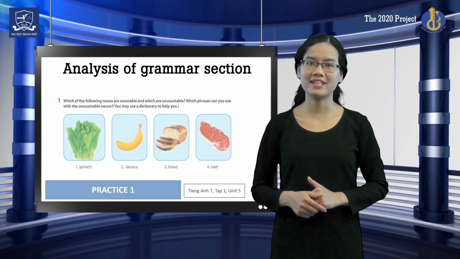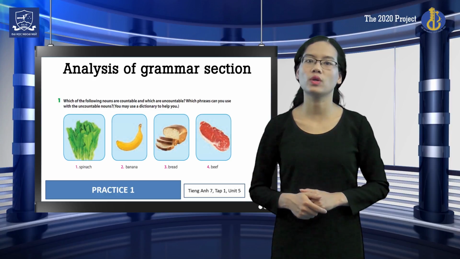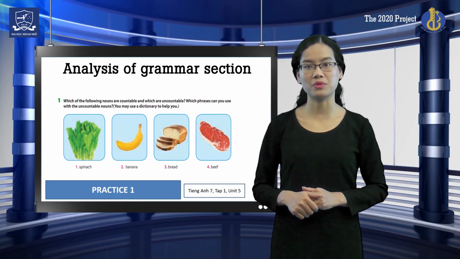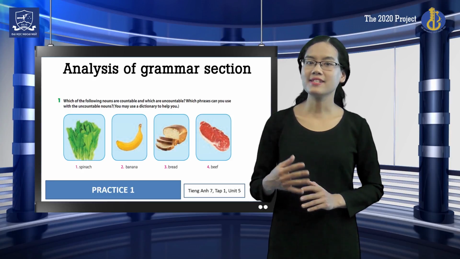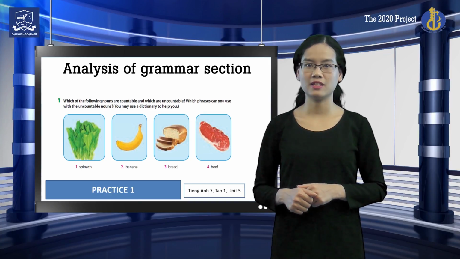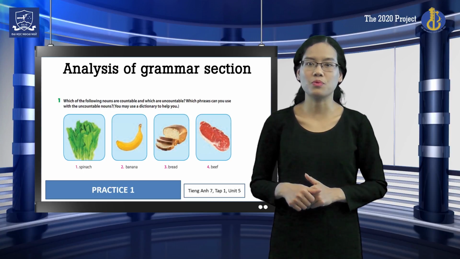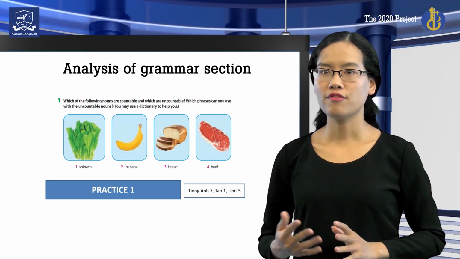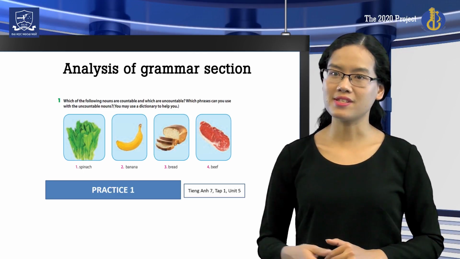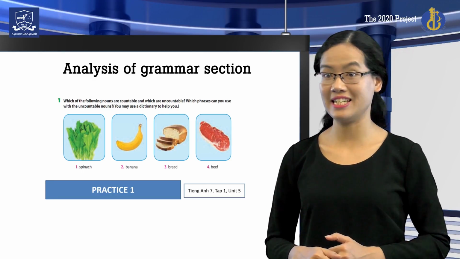Then, it follows by an exercise in which students decide which things are countable and uncountable, and phrases to go with uncountable nouns. This is reasonable because exercise 2 gives straightforward practice to raise students' awareness of what countable and uncountable nouns are. From students' performance in this exercise, teacher can decide whether students understand the target grammar point presented previously or not.